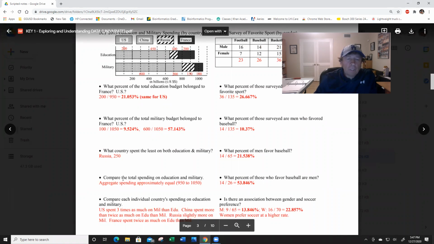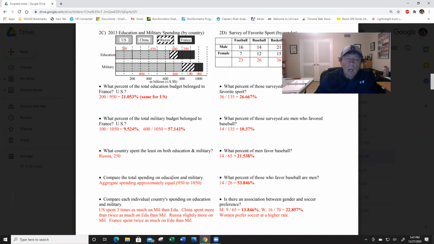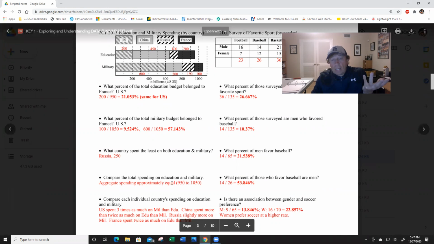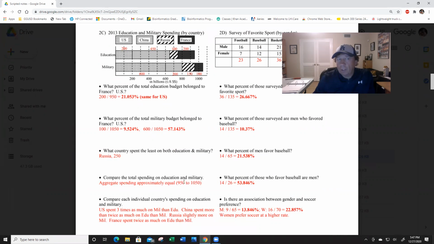Okay, compare the total spending on education and military. You know, they're somewhat equal. I mean, these are massive numbers, but they're pretty equal. Is what I said. I mean, you could say one's more than the other as well. No big deal.